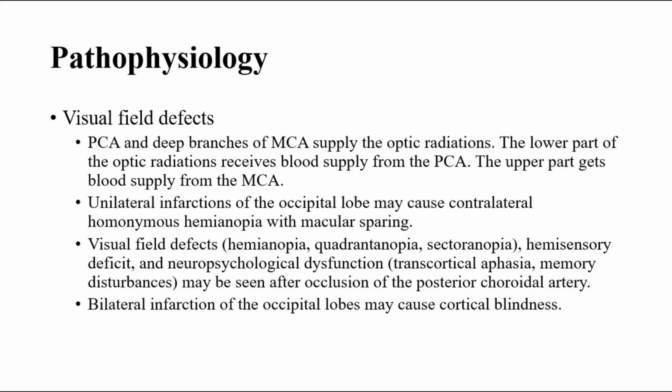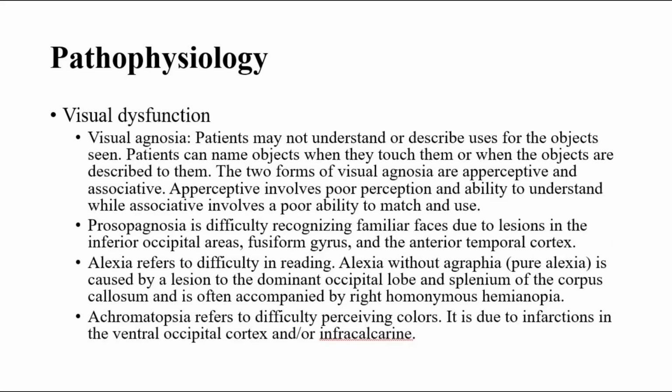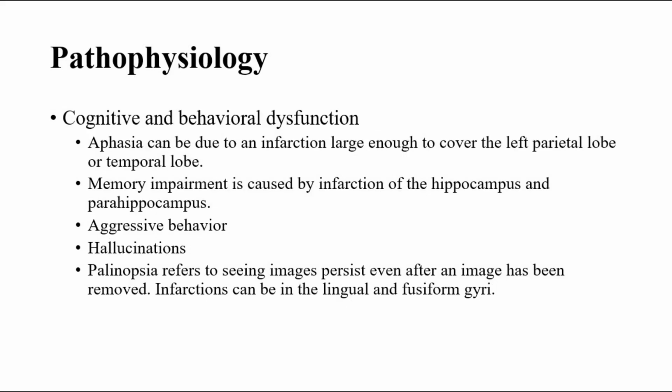Visual field defects, hemisensory deficit, and neuropsychological dysfunction may be seen after occlusion of the posterior choroidal artery. Bilateral infarction of the occipital lobes may cause cortical blindness. Other visual dysfunctions include visual agnosia, prosopagnosia, alexia, and achromatopsia. Cognitive and behavioral dysfunction may include aphasia, memory impairment, aggressive behavior, hallucinations, and palinopsia.